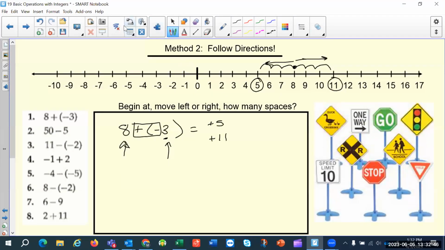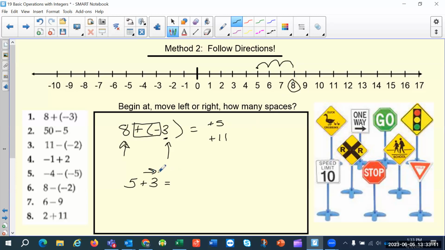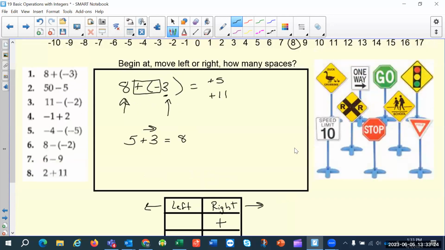For example, let's get rid of this stuff up here. If I wrote a problem, for example, 5 plus 3, well, I'd start at the 5, I'd move 3 places. So I'd start here, I'd go 1, 2, 3, I'd end up at 8. So it looks like plus tells us we're going to go to the right. And that is correct. When you're adding and you have the addition sign in between your two numbers, you move to the right on the number line.